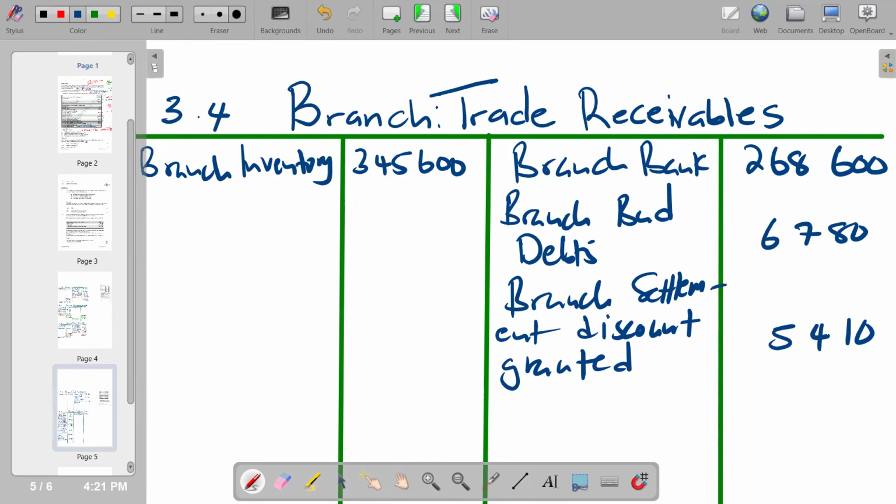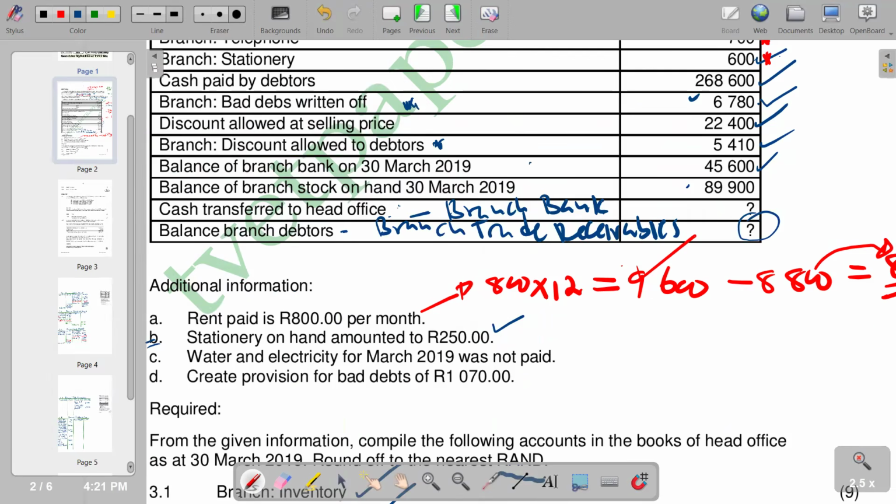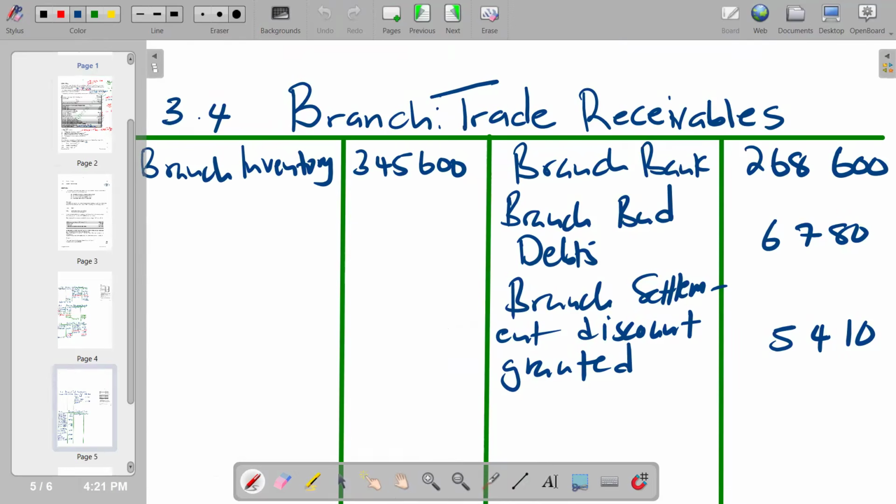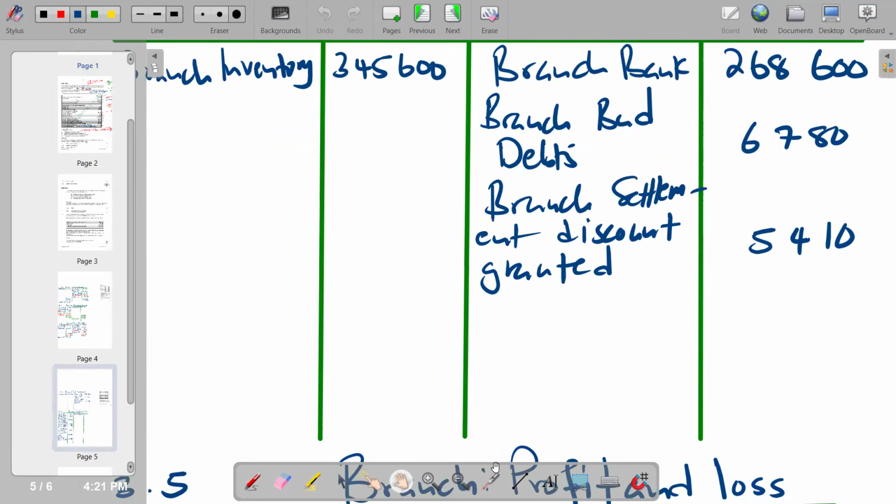Then in terms of our closing balance, we see that we are given a question mark, which means we have to find it by calculating the balancing figure. So with that now, we can put our double lines and leave a space for our balance c/d.